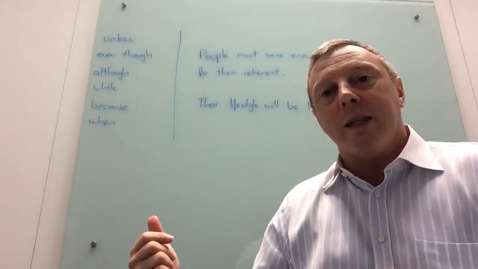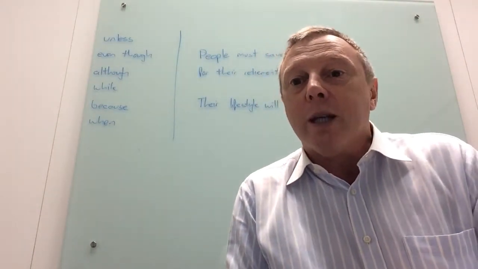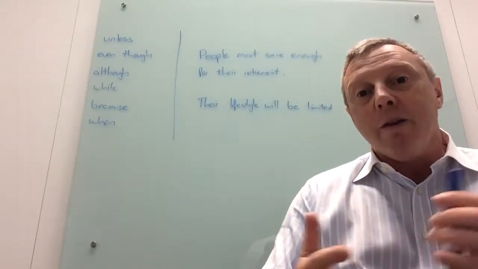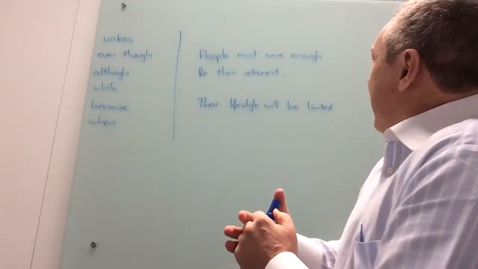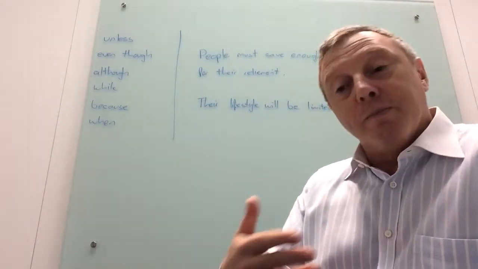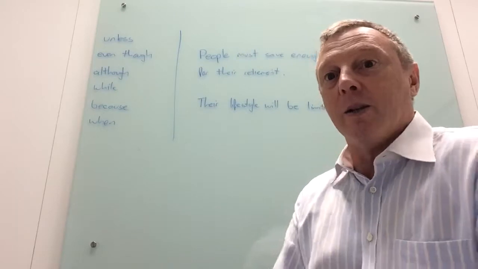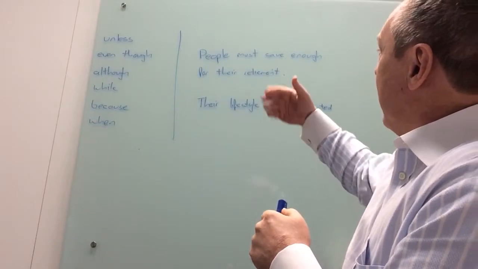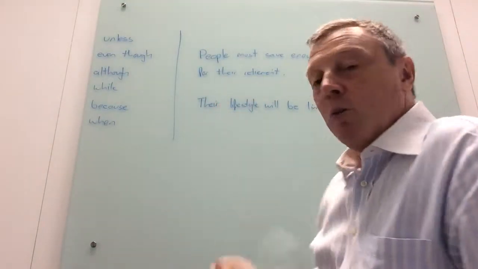And we can link these two clauses using our subordinate conjunctions here, in which case we'll be able to create a subordinate clause, main clause sentence. And there are a couple of different ways that we could do this. "Unless people save enough for their retirement, their lifestyle will be limited." So there we have a complex sentence using both a dependent clause and independent clause. We could also use something like "people must save enough money for their retirement or their lifestyle will be limited."